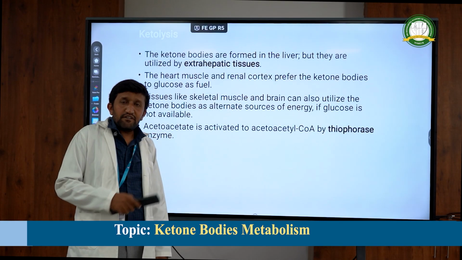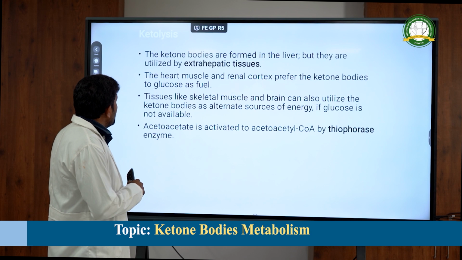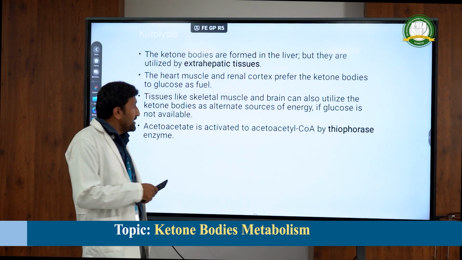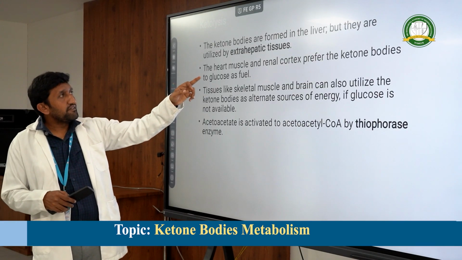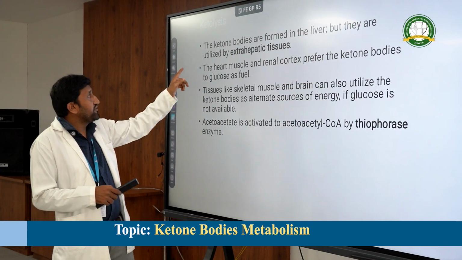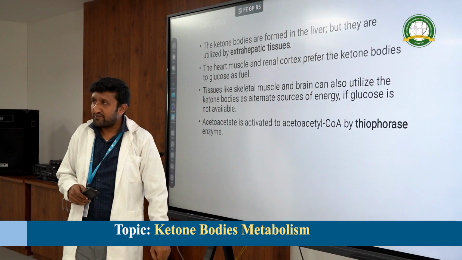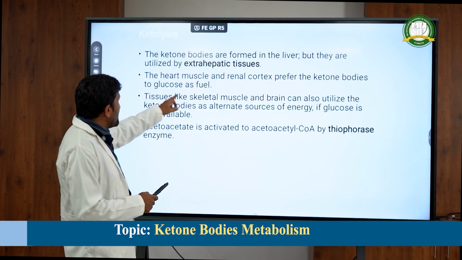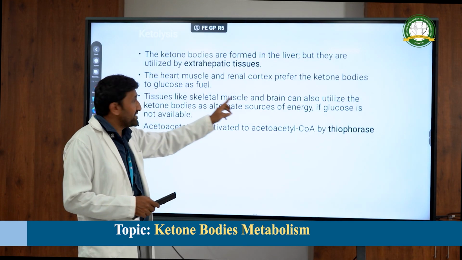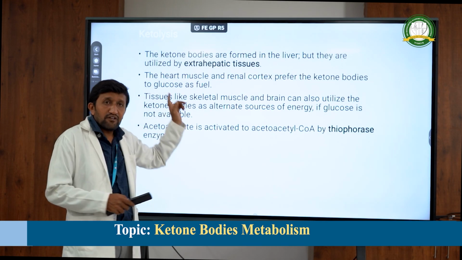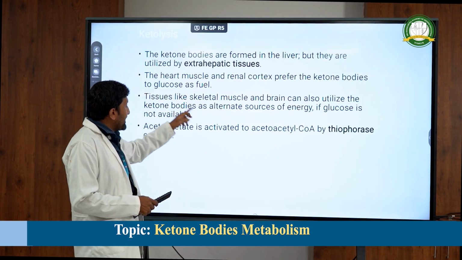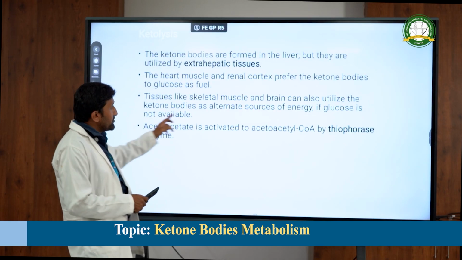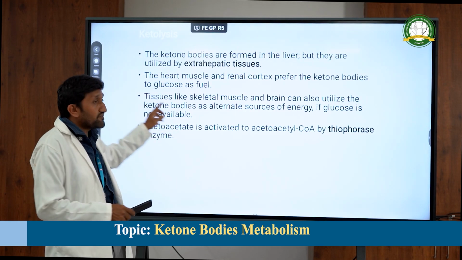Ketolysis is most important: how ketone bodies are utilized and how they give energy. Ketone bodies are formed in the liver but are utilized by extrahepatic tissues, so ketolysis takes place in the extrahepatic tissues. Heart muscle and renal cortex prefer ketone bodies to glucose as fuel. Tissues like skeletal muscle and brain can also utilize ketone bodies as an alternative source of energy if glucose is not available.